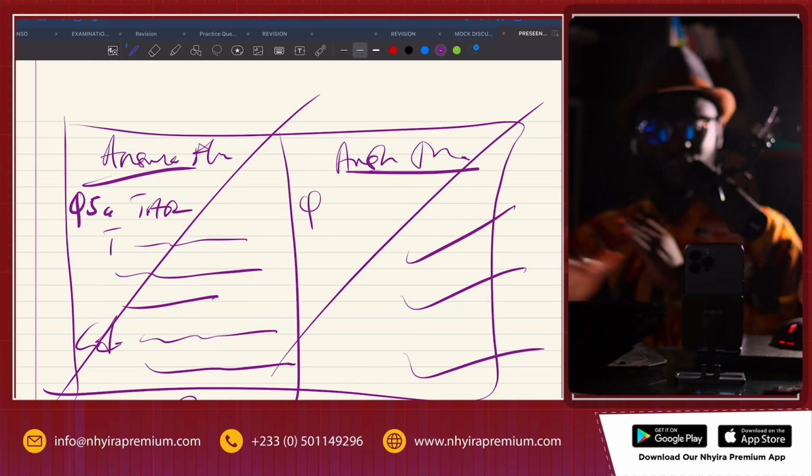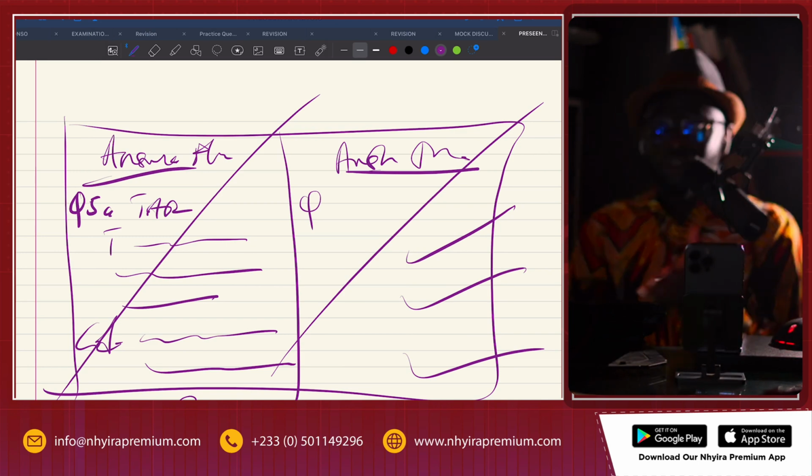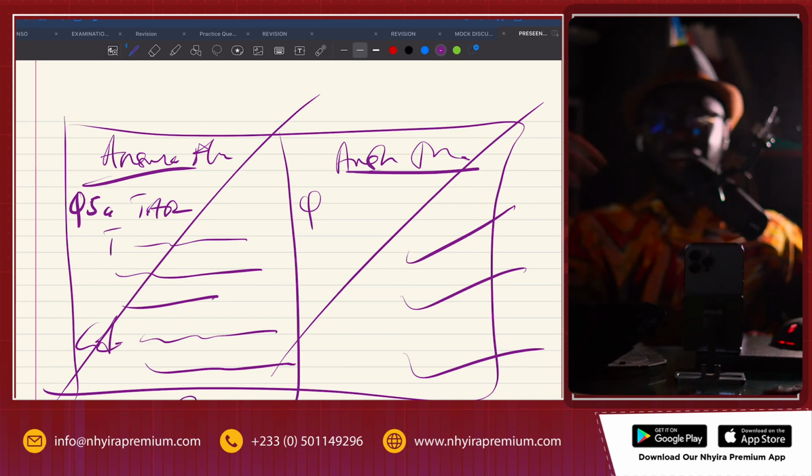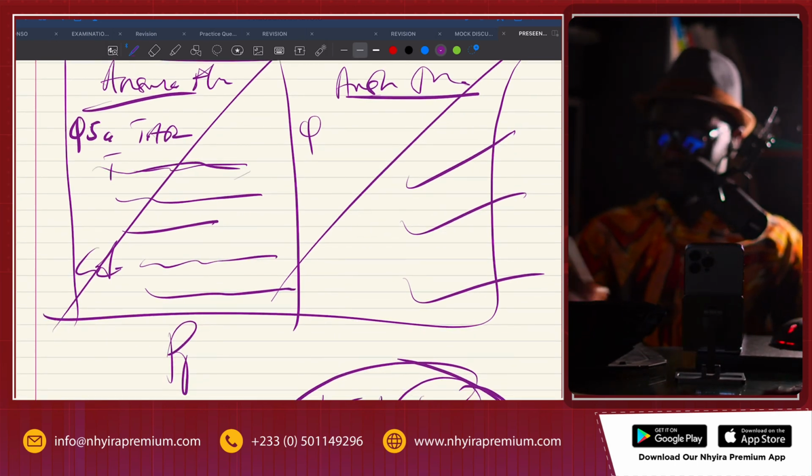This is why many people fail the exam. They don't plan. They just start writing by heart. And before you know it, you are just writing and writing and writing, and you have even forgotten some of the things. To prevent that, plan your work. And whatever point you want, write it down.